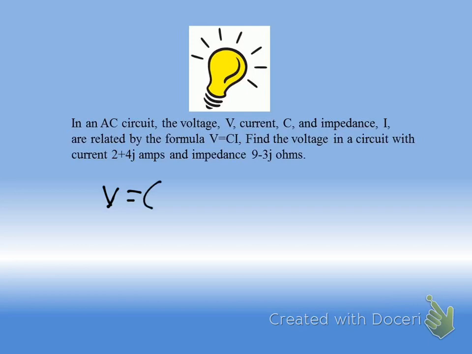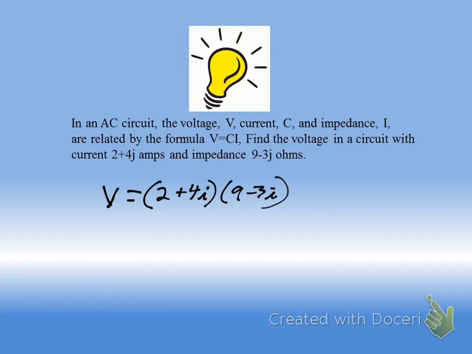J is just acting like I, so I'm going to actually change it right now. So (2 plus 4I) times (9 minus 3I). If you want to leave them as J's, that's fine. The same rules apply. But honestly, in my opinion, once you get them plugged in and there's no I in the formula, I would just switch them back to I's.